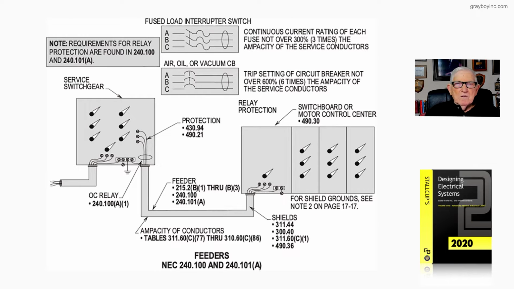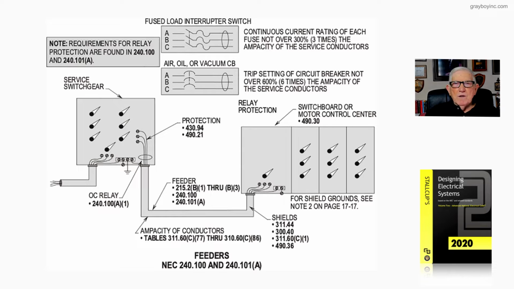Now let's take a look at figure 17-20, and we're dealing with protection of feeders. We just looked at the service. Now we're going to look at feeder protection. Notice the protection in the panel board switchgear here, 430.94 and 490.21 is a reference that we have. And notice we're having fuses and circuit breaker protection here.